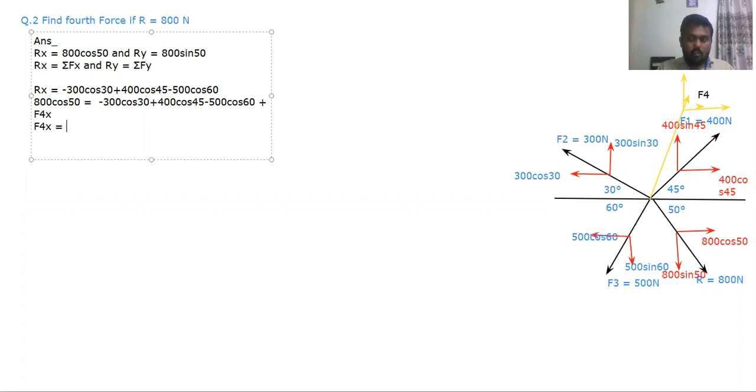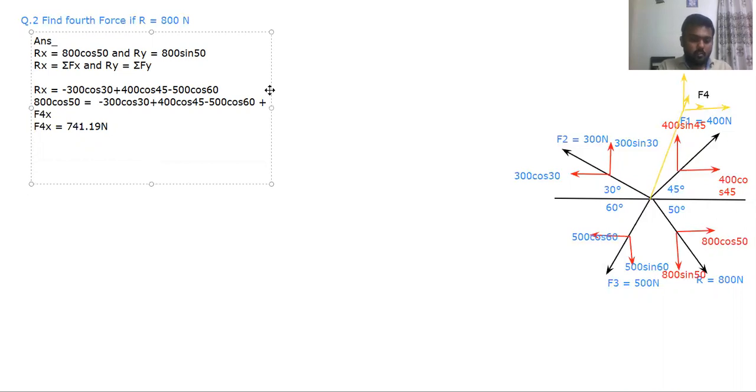800 cos 50. Now this 300 cos 30, if we take it to the LHS, what will happen? Positive, plus 300 cos 30 minus 400 cos 45 plus 500 cos 60. Okay, so here I will get 741.19 Newton. That is my F4x.